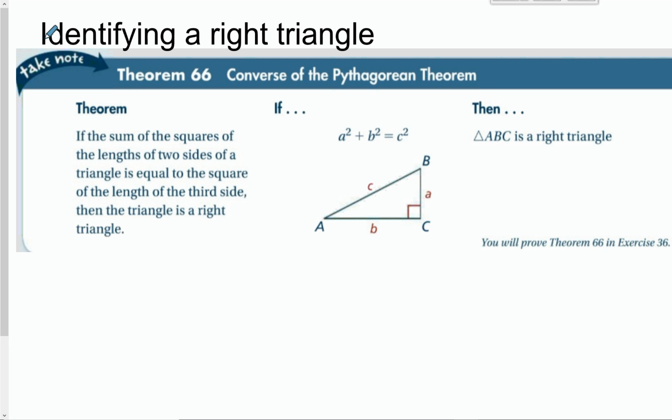Problem 5 is identifying a right triangle. So basically it's going backwards from our Pythagorean theorem. That's why it's called the converse. Converse is going backwards. So if we start out with three sides of a triangle, can we get to a right triangle?